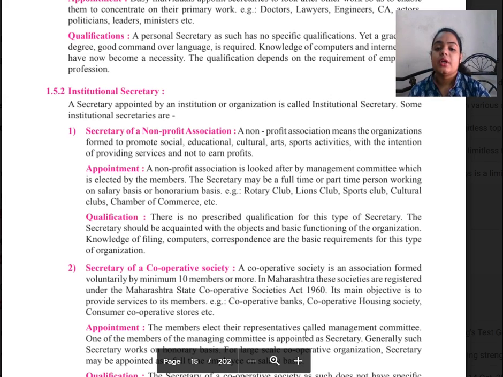Then next we have qualification. There is no prescribed qualification for this type of secretary. The secretary should be acquainted with the objects and basic functioning of the organization. Knowledge of filing, computers, and correspondence are the basic requirements for this type of organization. So the person appointed as secretary of a non-profit association should know how to file documents, how to operate computers, and should know the correspondence and the basic requirements of this type of organization. So this was about the secretary of a non-profit association.